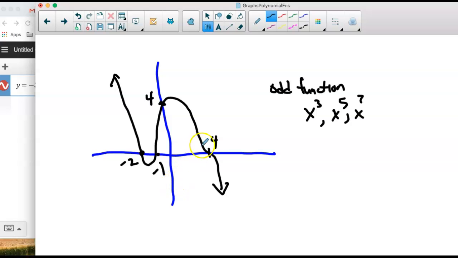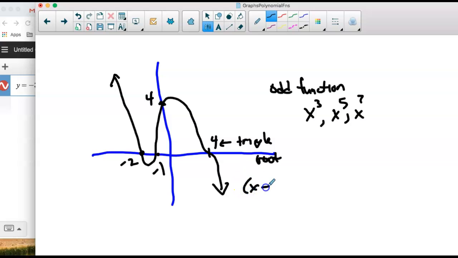So the problem here is this crossing point is kind of bent. And when it's bent like this, this is a triple root, because it's bent like this. This one just crosses through straight. If it crosses through straight, it's a single root. So this bent thing right here means it's a triple root.